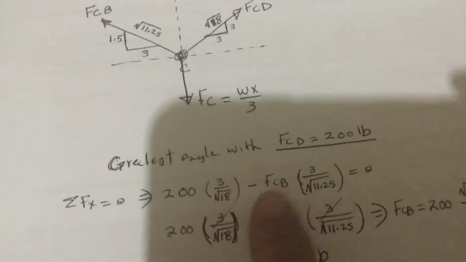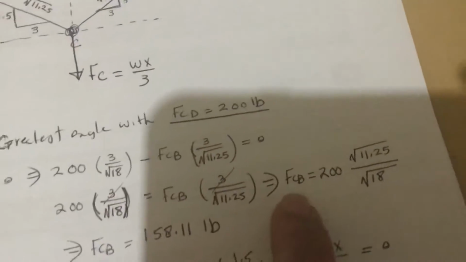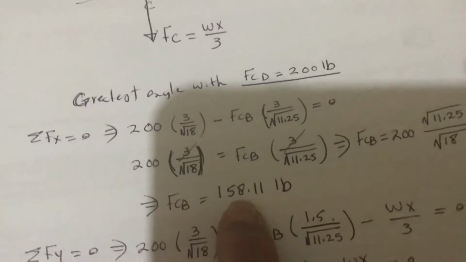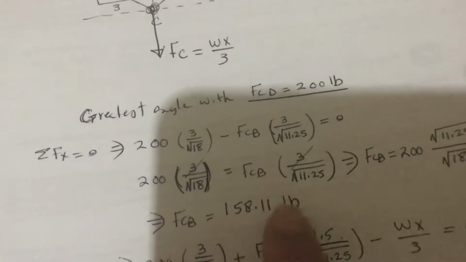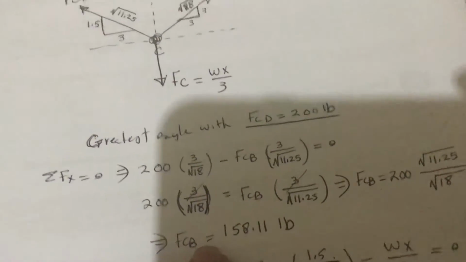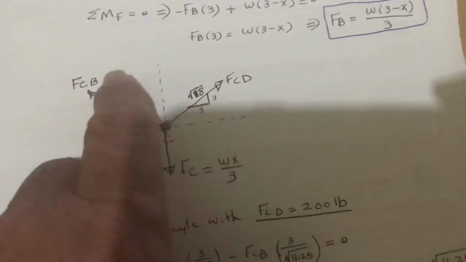So we end up with FCB now. We find FCB is 158.11 pounds. So we found FCB. Now, since we found FCB, we could find FC at the end.